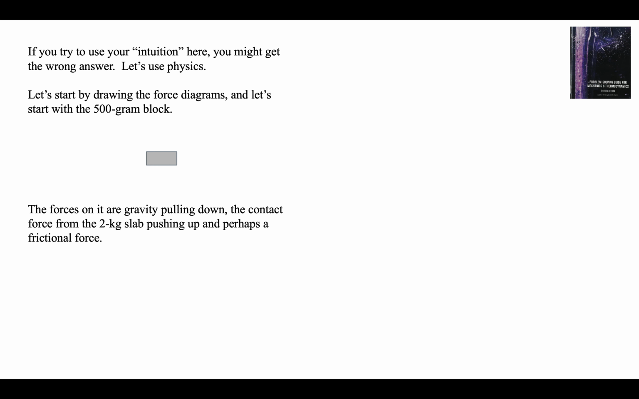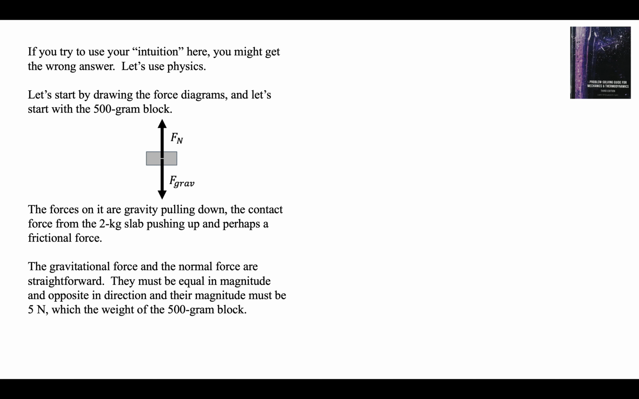And there's a frictional force maybe in there somewhere. Those are the two easy ones. They must be equal in magnitude and opposite in direction because there's no acceleration. 500 grams is half a kilogram. Half a kilogram by 10 newtons per kilogram is 5 newtons. So the gravitational force on the 500 gram block is 5 newtons. The normal force is 5 newtons.